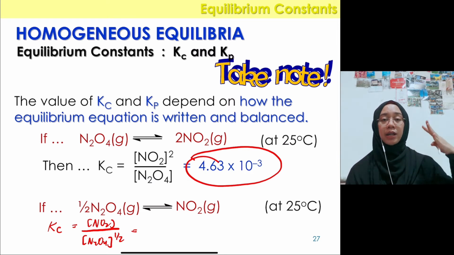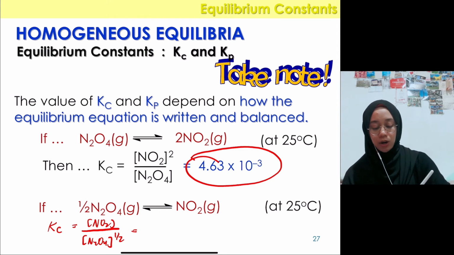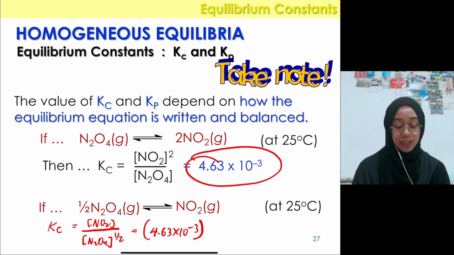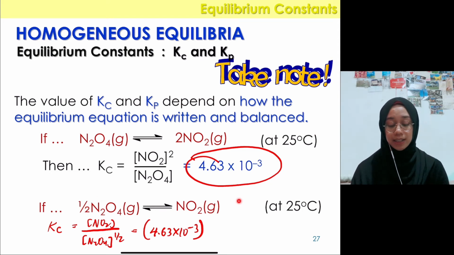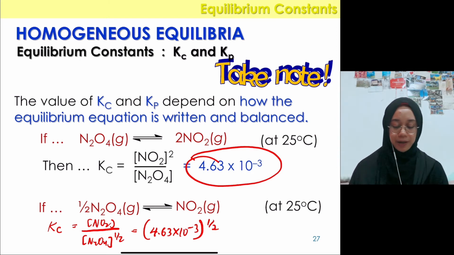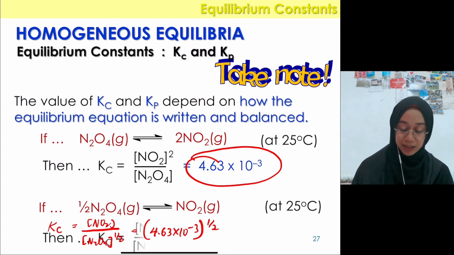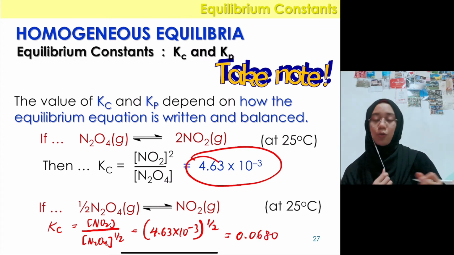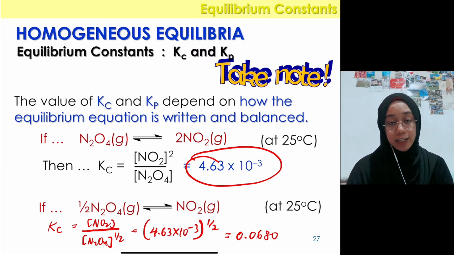So if it multiplies by a factor, it means you take the old K value, which is 4.63 exponent negative 3. So this one you need to raise to the power of, so what was the factor earlier? In this case, the factor is half, right? It multiplies the whole equation here by half. So to the power of half. So if it is to the power of half, you will get the answer. Okay, this one you will see it is a bit doubled later. Okay, you will get 0.0680. Okay, so this is how we calculate the new KC value.